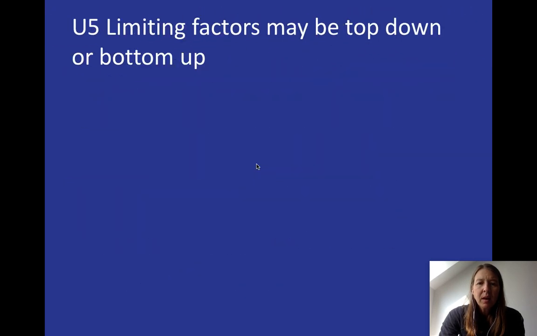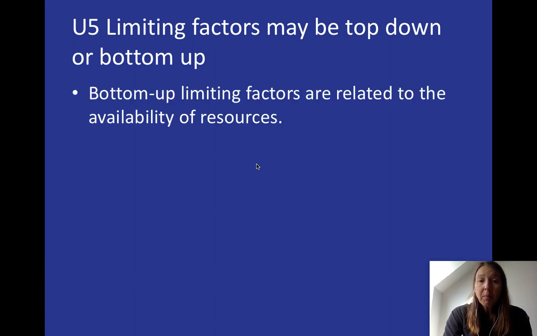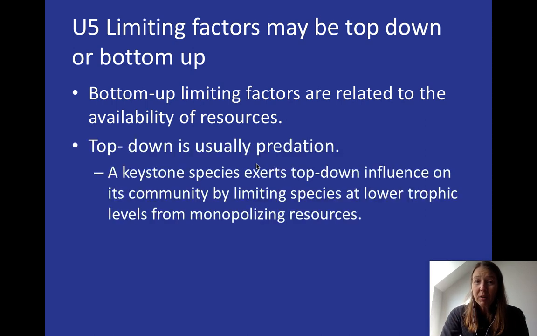Okay, so one last thing I'm going to talk about in this video has to do with limiting factors. They can be top down or bottom up. Things that affect population growth might be bottom up, and that's mostly what we've been talking about at this point. I've been mentioning food, water, shelter, space. It's the availability of resources, but there is something called top down, and that's usually predation. So if there's a lot of predators, it can keep the population low as well.